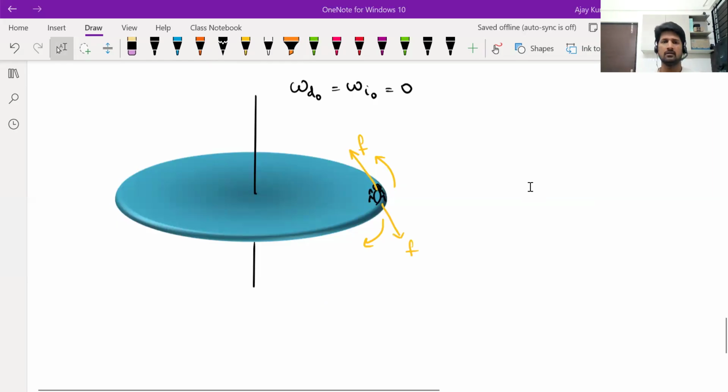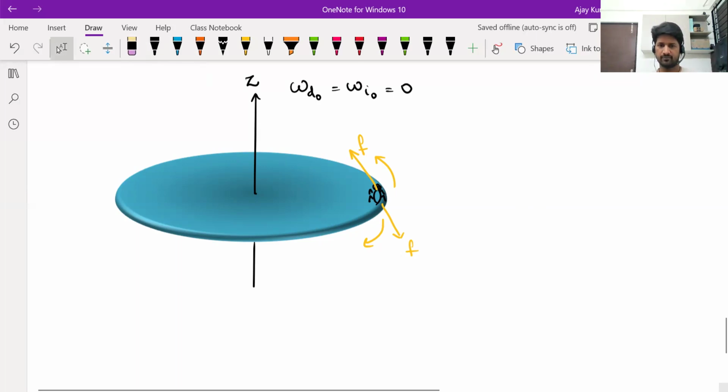Okay. So basically, if the disk is in the XY plane, assume this is the Z axis and the disk is in the XY plane, these two frictions are acting in the XY plane itself, parallel to the disk. One is acting on the insect, the other is acting on the disk. And you can see clearly that their lines of action are not passing through the axis.